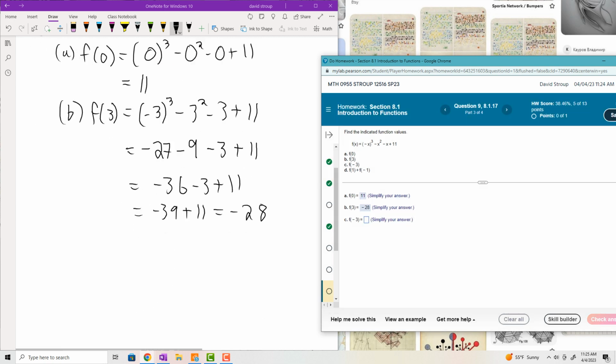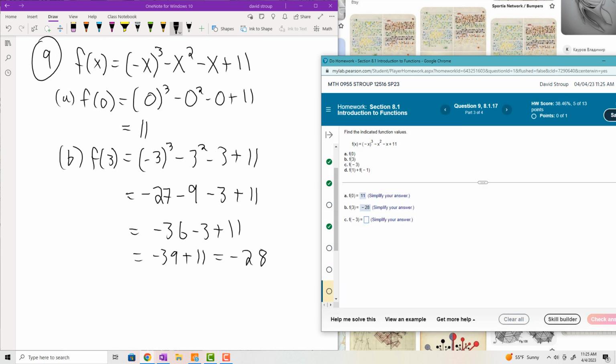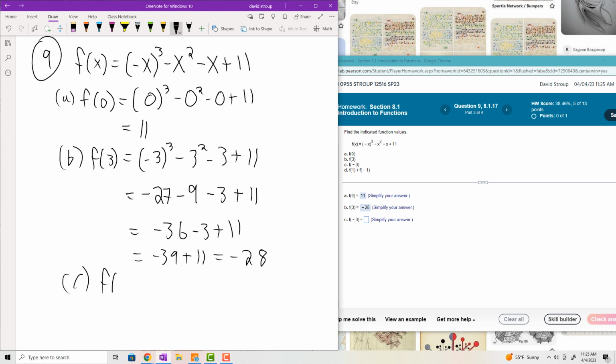F of negative 3. So here we have negative, and wherever I see x, I'm going to put parentheses negative 3.